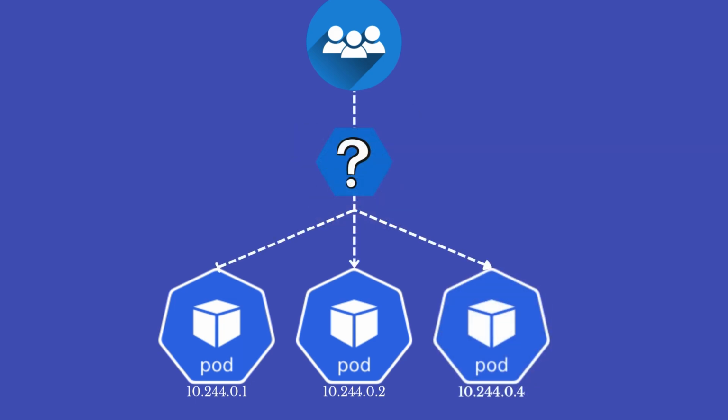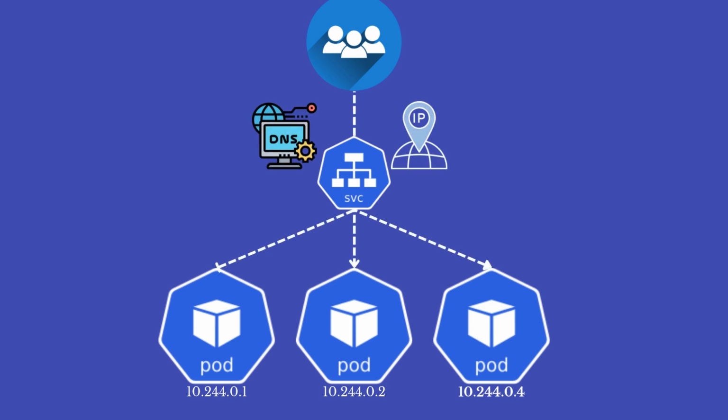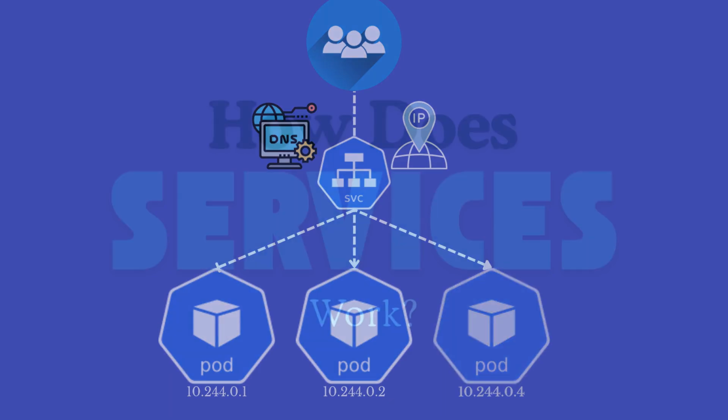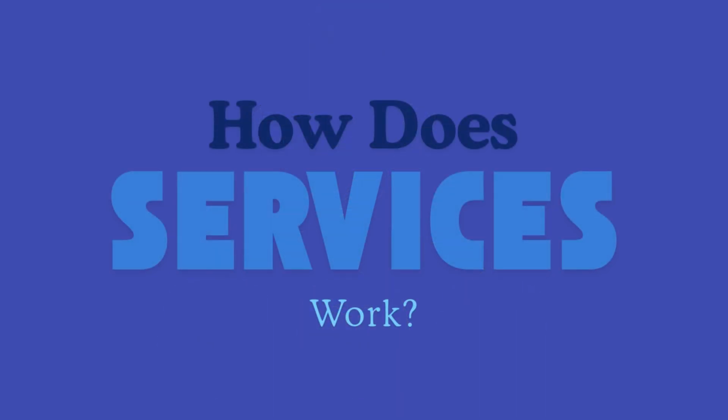You need something which will have a constant IP address, and that's where services come in. Services ensure traffic continues to flow seamlessly to the new pod. A service in Kubernetes acts like a stable bridge between a set of pods and external and internal traffic. It provides a consistent IP address and DNS name, so you don't have to worry about the dynamic nature of pods.